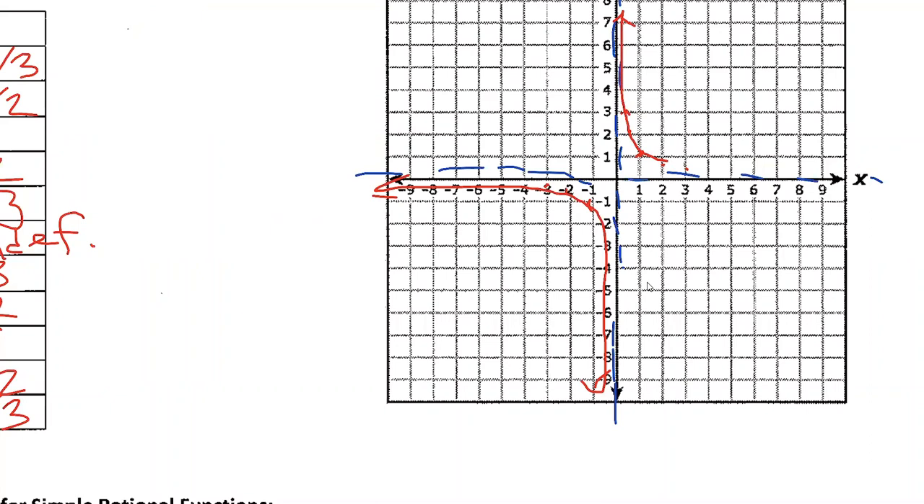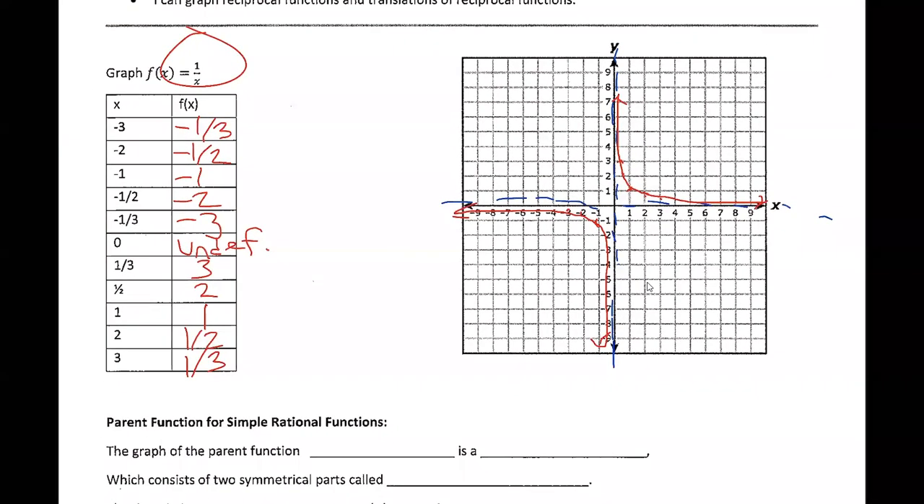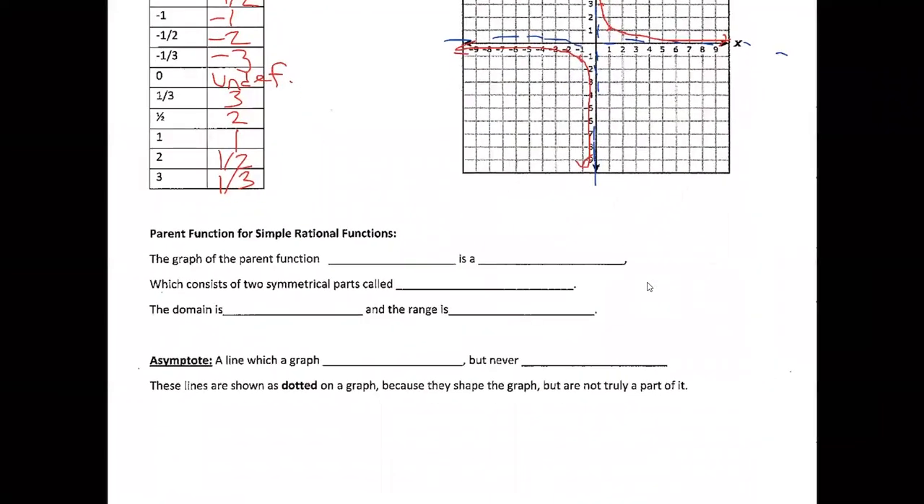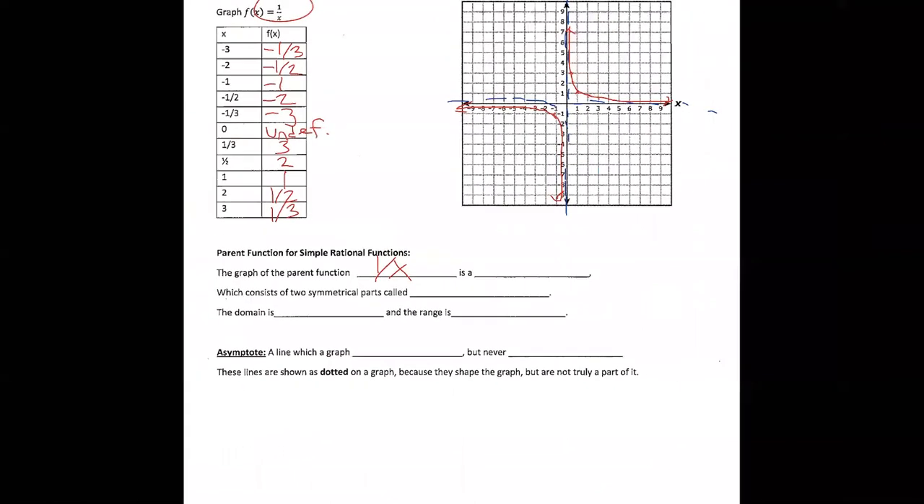So let me maybe draw that a little bit better. For example, if you did 1 over 1,000, it's going to be so close to 0, but never going to make it there. So this is what our graph looks like. When you graph rational functions, you get these two parts of your graph that are split. We call these our branches. So that's the graph of the parent function, 1 over x. And this graph is called a hyperbola.